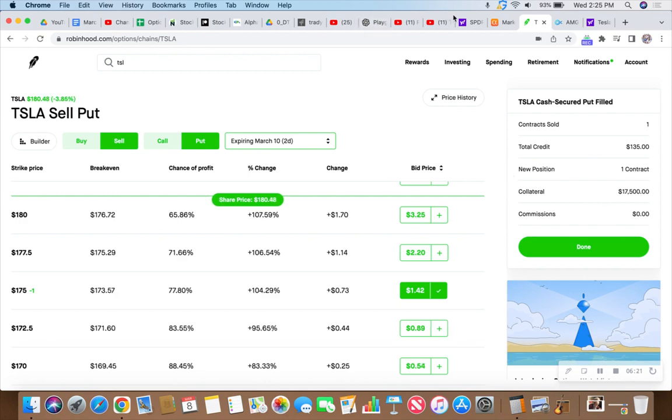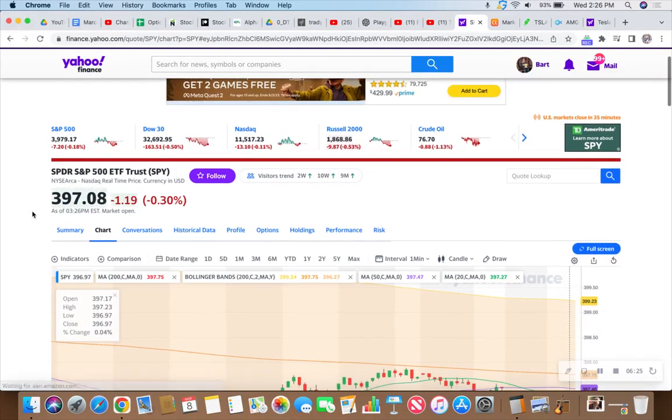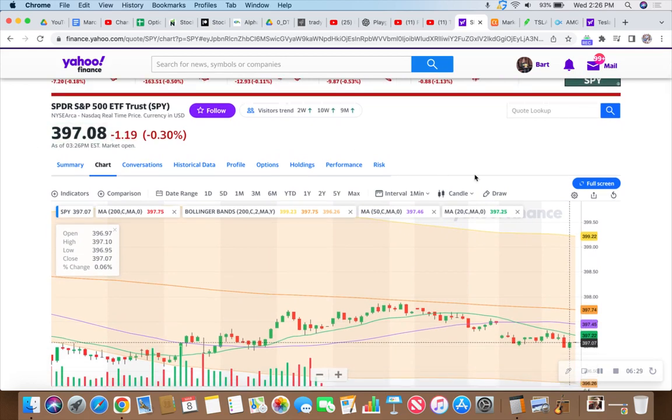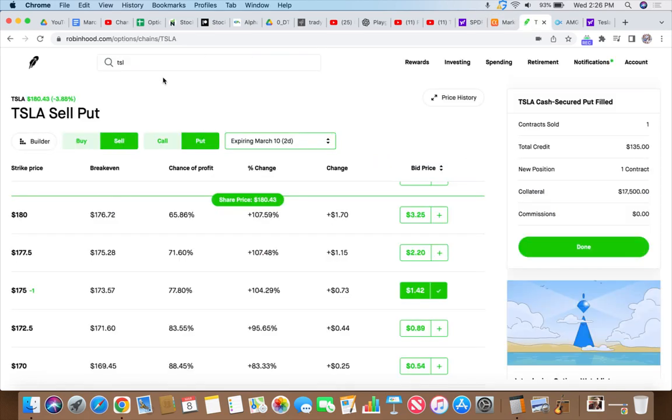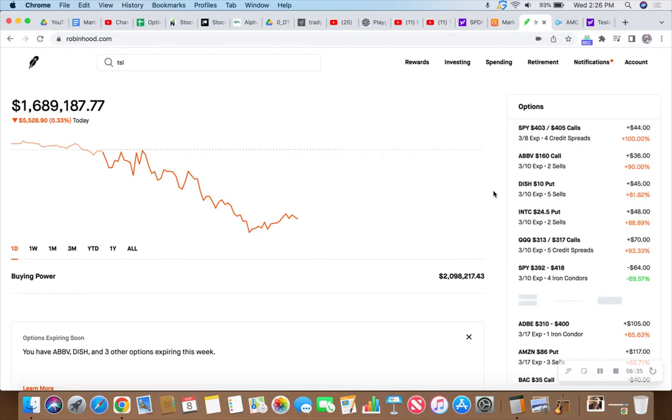What's the SPY doing? Let's take a look. SPY is at 397.05, 07, 08. So we've been real comfortable all day in the trade we opened the day with, which was the credit spread on SPY. And it's showing us at 100% profit, $44. It was four contracts. We made $11 per contract. So we're going to be 5 for 5 to start the week.